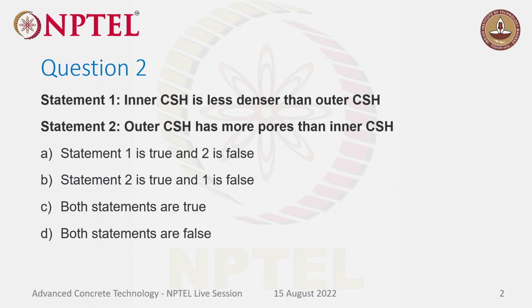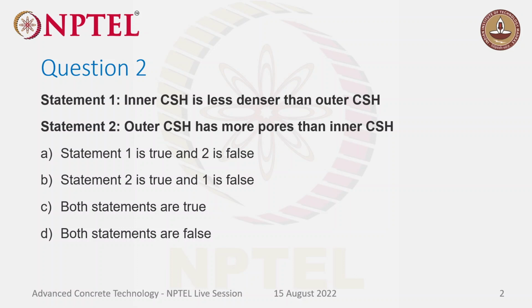So I know you guys won't know the difference between inner CSH and outer CSH. Unless you know the difference, it will be difficult to answer. CSH is nothing but calcium silicate hydrate. So once cement hydrates, CSH, Portlandite, that is calcium hydroxide, Ettringite, and AFM phases will be formed.